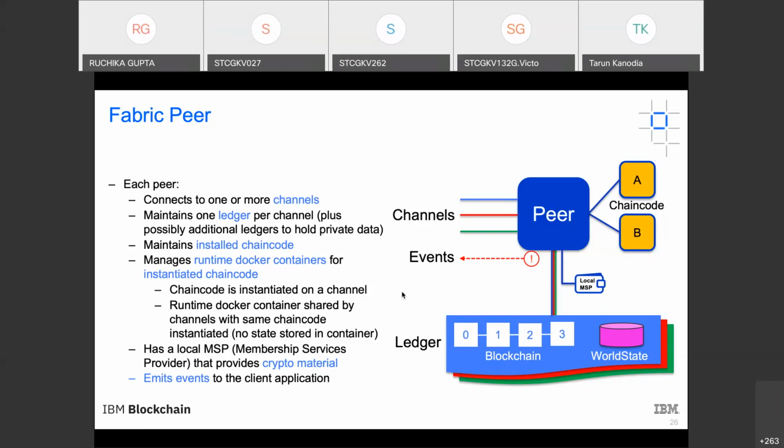And each of these peers will have something called membership services. As I said, since the Hyperledger implementation is a permissioned private network, the identity of every component which is doing any kind of transaction, any kind of work in the network has to be tracked, has to be known. So that is what the MSP is going to do.